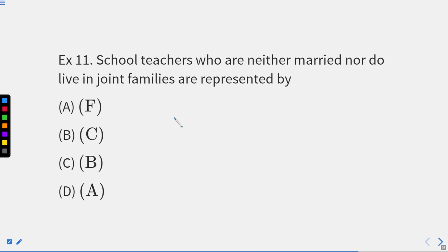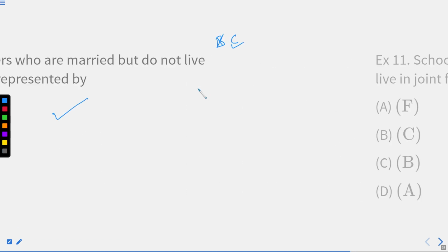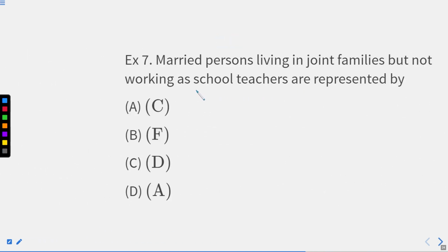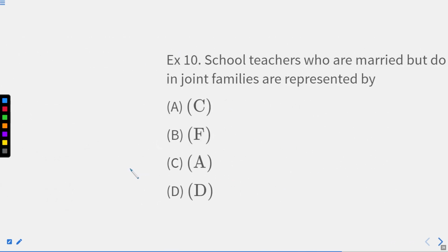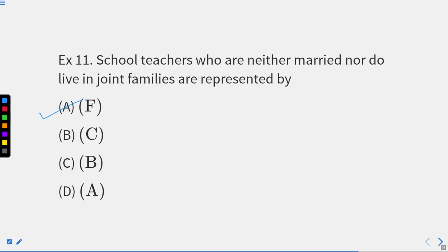School teachers who are neither married nor live in a joint family. So we need a school teacher who is not part of anyone or anything else, right? A school teacher is represented by the triangle and only F is there, which is not part of any other figure, right? So F will be the answer in this case. Here you will find your answer directly. F is a school teacher who is neither married nor lives in a joint family. I hope this part is clear, right?